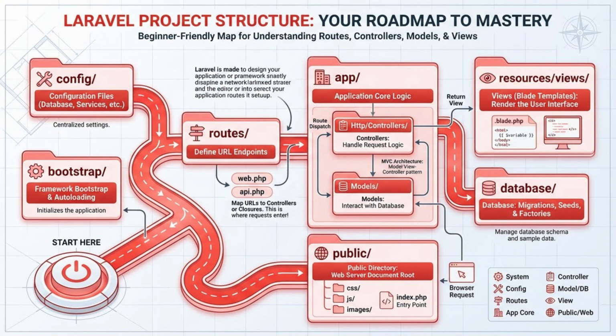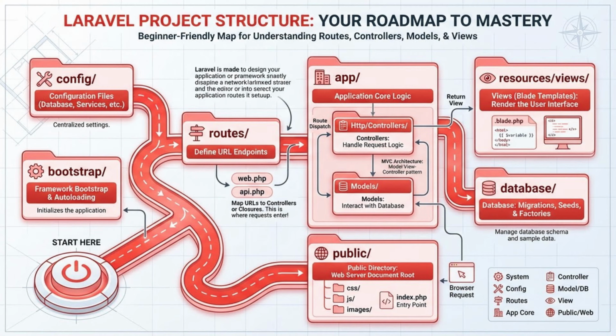After a route is matched, the request is forwarded to the app directory, which is the core of the entire application. Laravel uses the MVC architecture, meaning model, view, and controller. Inside the app/http/controllers folder, you write controller classes that handle incoming requests. Controllers contain the logic needed to process data, interact with the database, or return views.